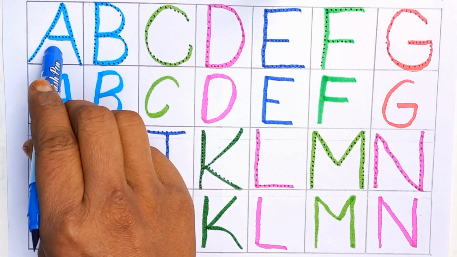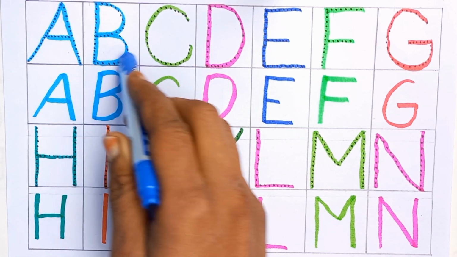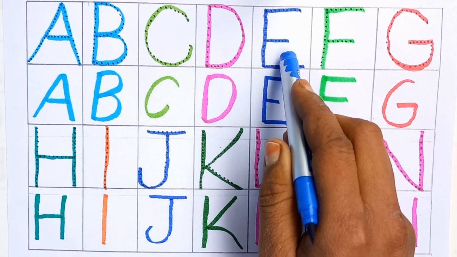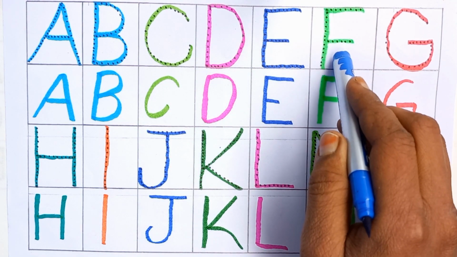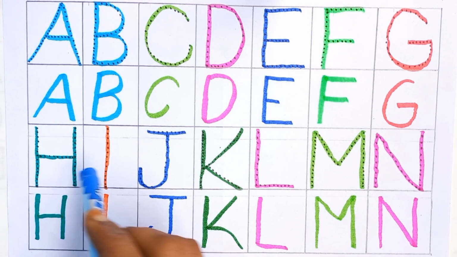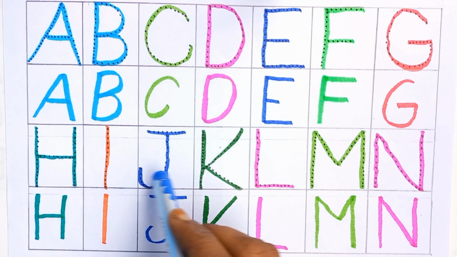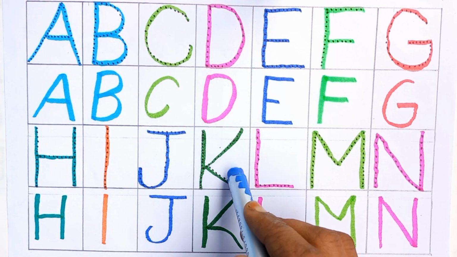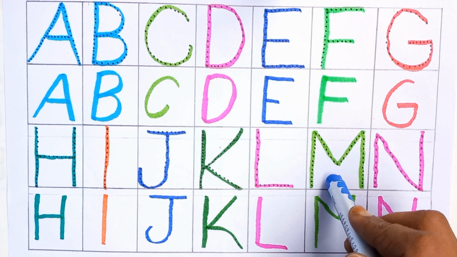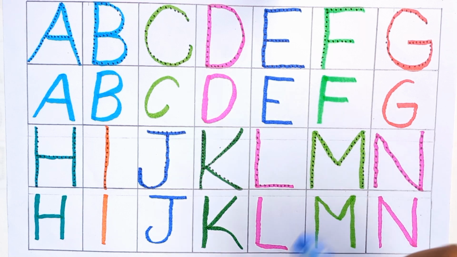A for apple. B for ball. C for cat. D for dog. E for elephant. F for fish. G for gun. H for hen. I for ice cream. J for jug. K for kite. L for lion. M for monkey. N for nest.